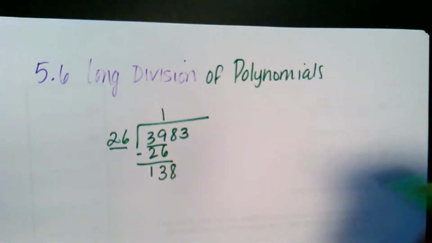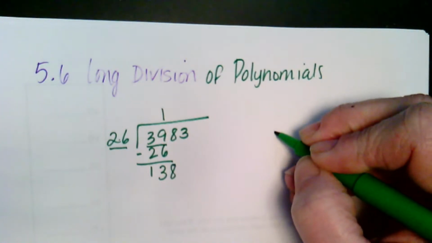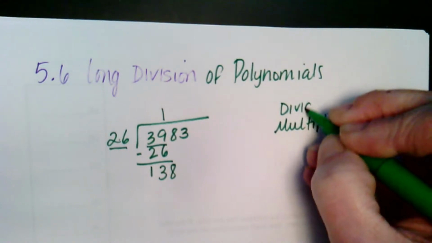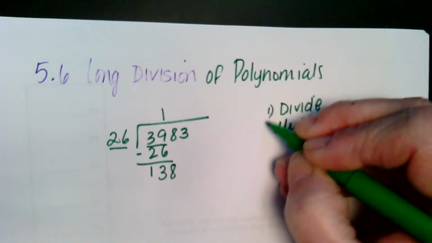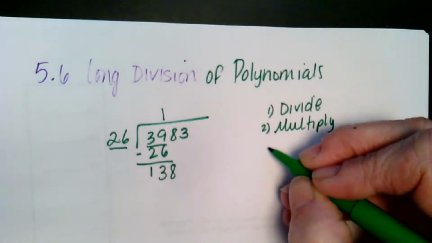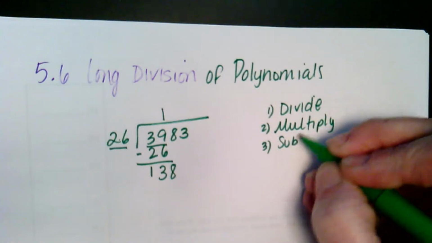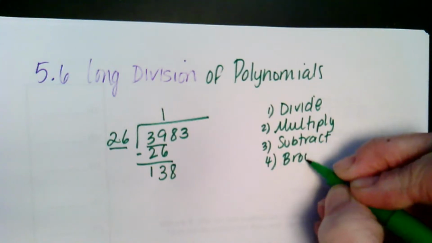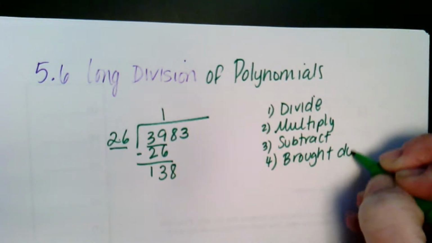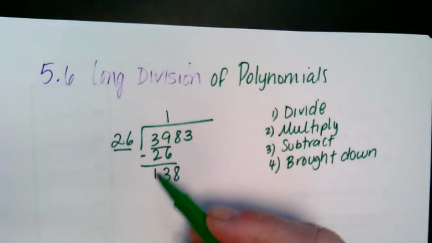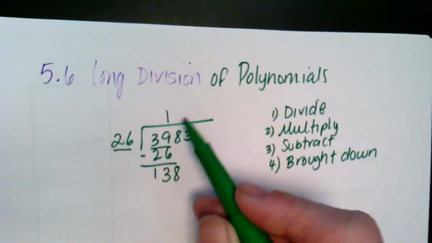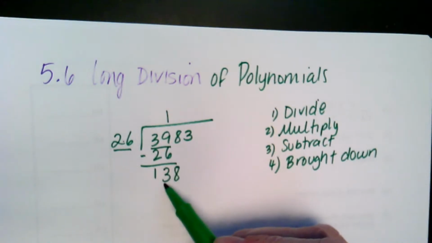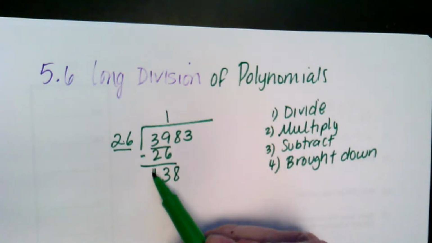bring down. So we divided first. We multiplied second. We subtracted third. And we brought down fourth. Now, once we bring down, we don't even look at this number here anymore. We're always looking at what's down here, what we've subtracted, our difference.